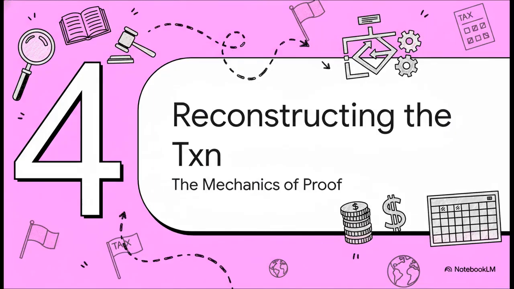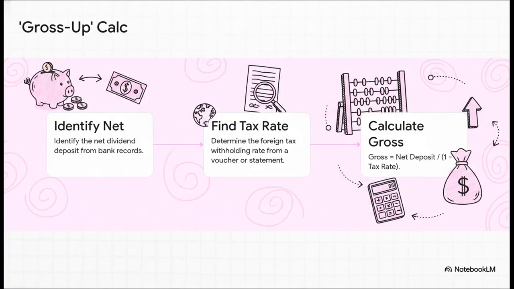All right, so we've got our legal foundation set. Now let's switch gears and get into the practical side of things. How do we actually reconstruct this transaction to get the right numbers onto Form 1116? Since there's no 1099 to just hand you the gross income number, we have to build it ourselves. This is what we call the gross up. It's actually pretty simple.